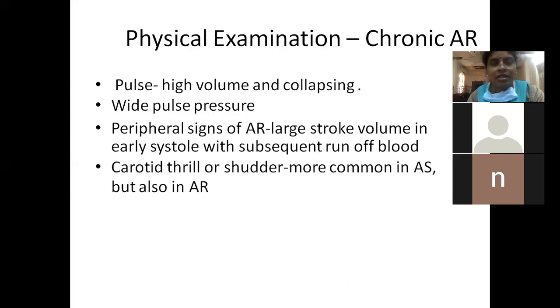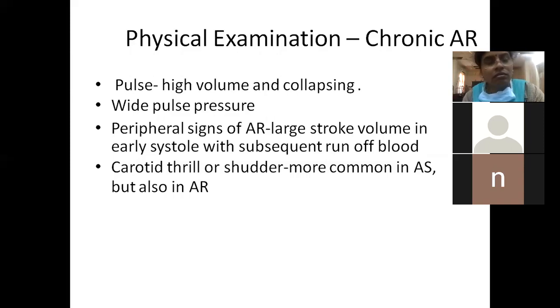And wide pulse pressure, already discussed, there is high systolic to low diastolic blood pressure. And the peripheral signs are there in aortic regurgitation. These peripheral signs are mainly due to wide pulse pressure. We'll discuss peripheral signs at the end. And if you put your fingers over the carotid artery, a carotid thrill or a shudder may be palpable. Okay, it's common in AS, but it's also seen in AR.